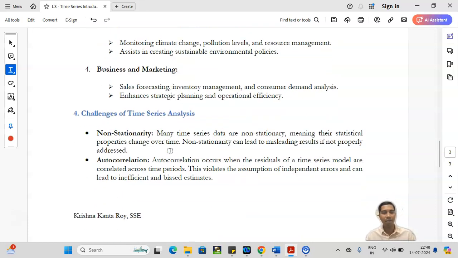Now, a very important aspect is the challenges we face while doing time series analysis. The first and foremost concept is that the data has to be stationary, but in the majority of cases we find data is non-stationary in nature. We are going to discuss in subsequent videos what is stationary, what is non-stationary, and why it is so important. We are not going into much detail at the moment.